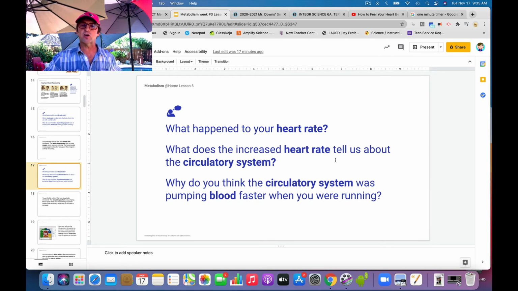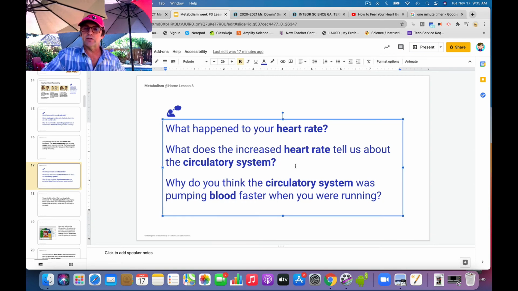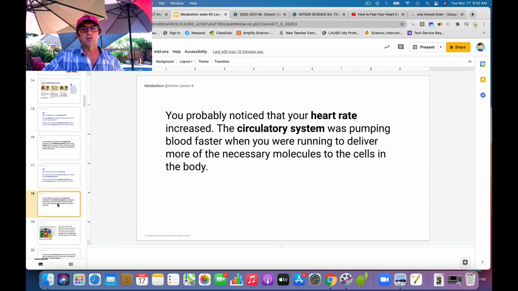What does the increased heart rate tell you about the circulatory system? What does that tell you? Think about it for a second. What is happening faster? Breath goes up, heart rate goes up, and that means what's going on in your body? That's right, the heart is pumping more blood through the body. Why do you think the circulatory system was pumping blood faster when you were running? You probably noticed that your heart rate increased.